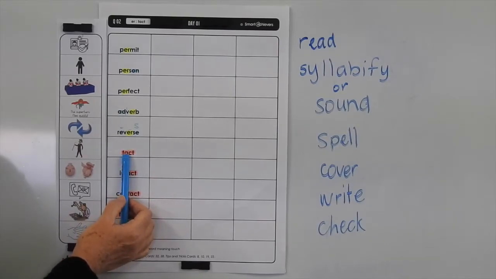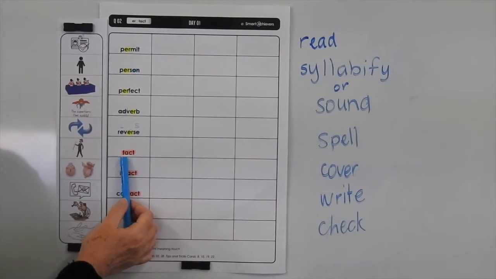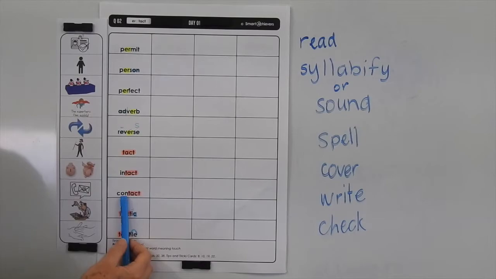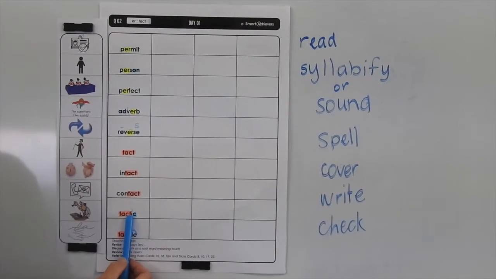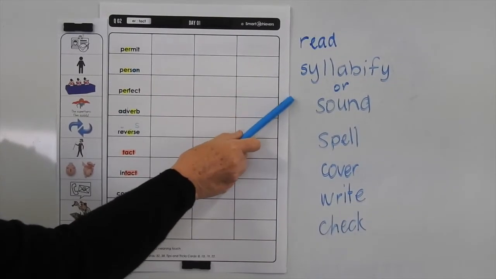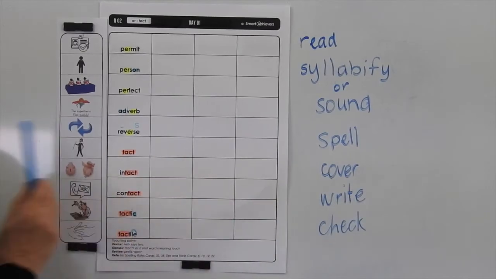Reverse means to go backwards or to change something. Tact is to deal sensitively with others in an awkward situation. Intact means not damaged. Contact means to get in touch with. A tactic is a type of strategy you might use, especially to win a game. And tactile means to feel or to touch something. You can go back and read, syllabify, or sound these words, spell them, cover them, write them, and then check them.